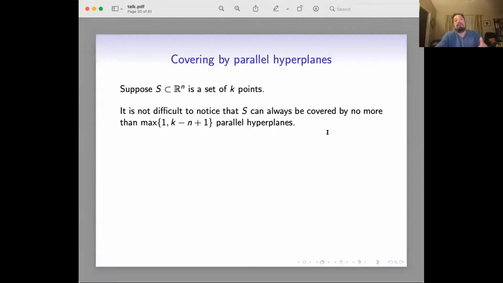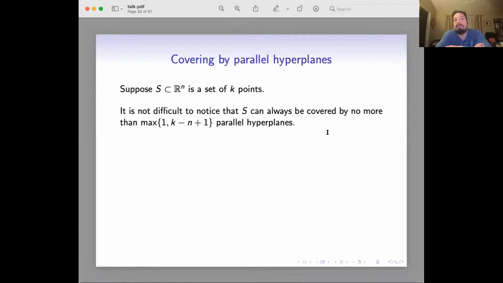Well, now look, if k is less than n plus 1, then I can cover the entire set by just one hyperplane passing through these points, even if they're in general position.